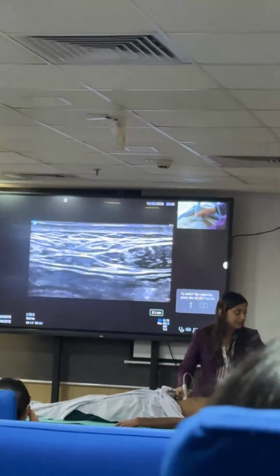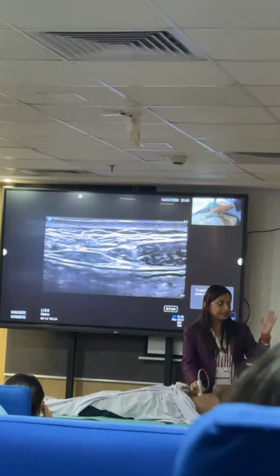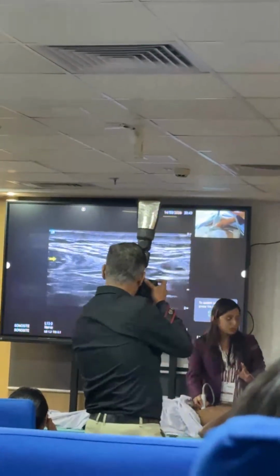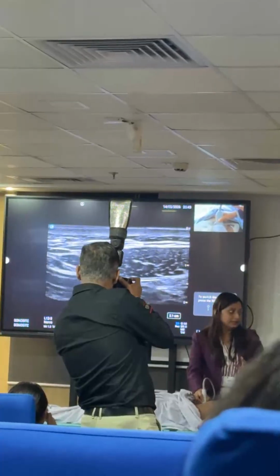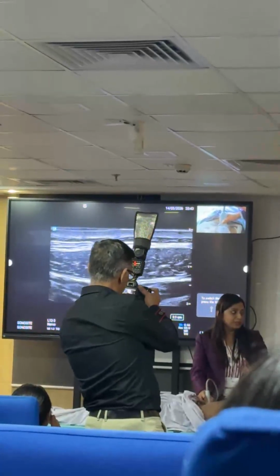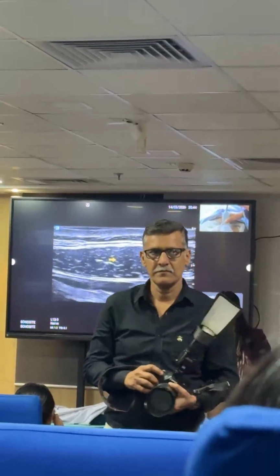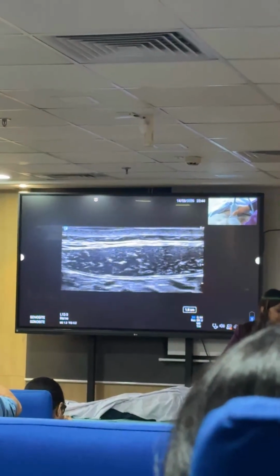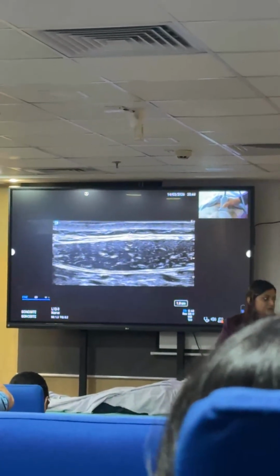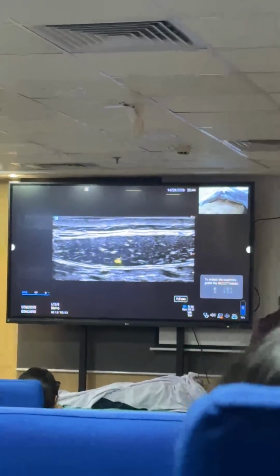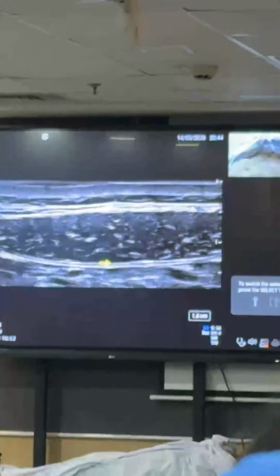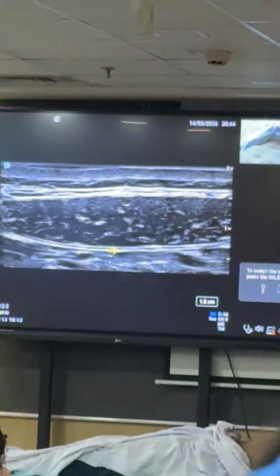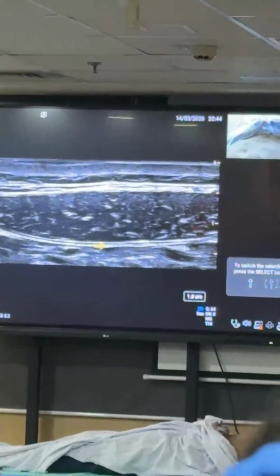The structure which you see in the midline is the linea alba. And on either side you can see two muscles, big bellies, they are the rectus abdominis muscle. So when I am trying to move to either side, the bigger muscle you appreciate here is the rectus abdominis. The deep hyperechoic line which you appreciate here is the fascia transversalis.